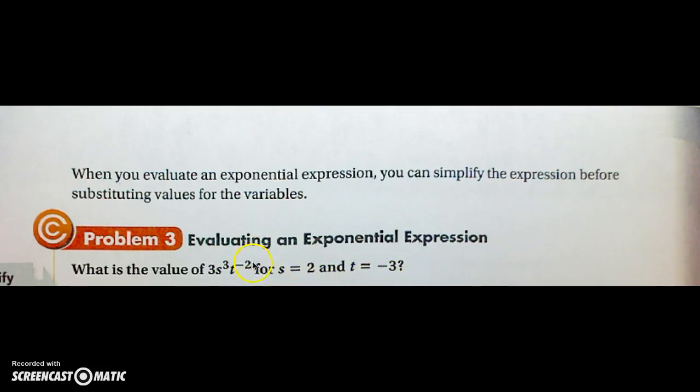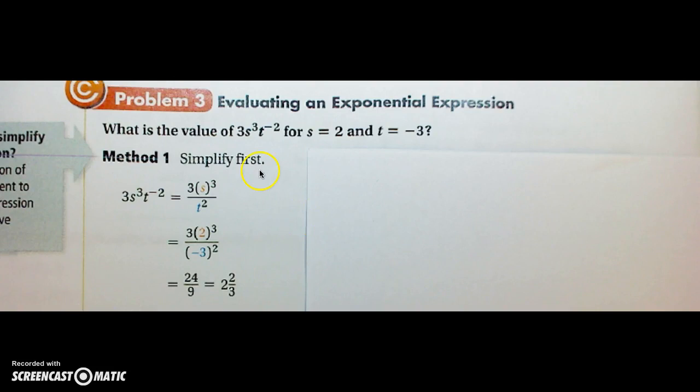So remember, you need to separate it right here so you can see the value of your variables, and then you have the problem. Okay, so here we have it. Simplify first. So we have 3s cubed. We push our t to the other side of the fraction bar line.